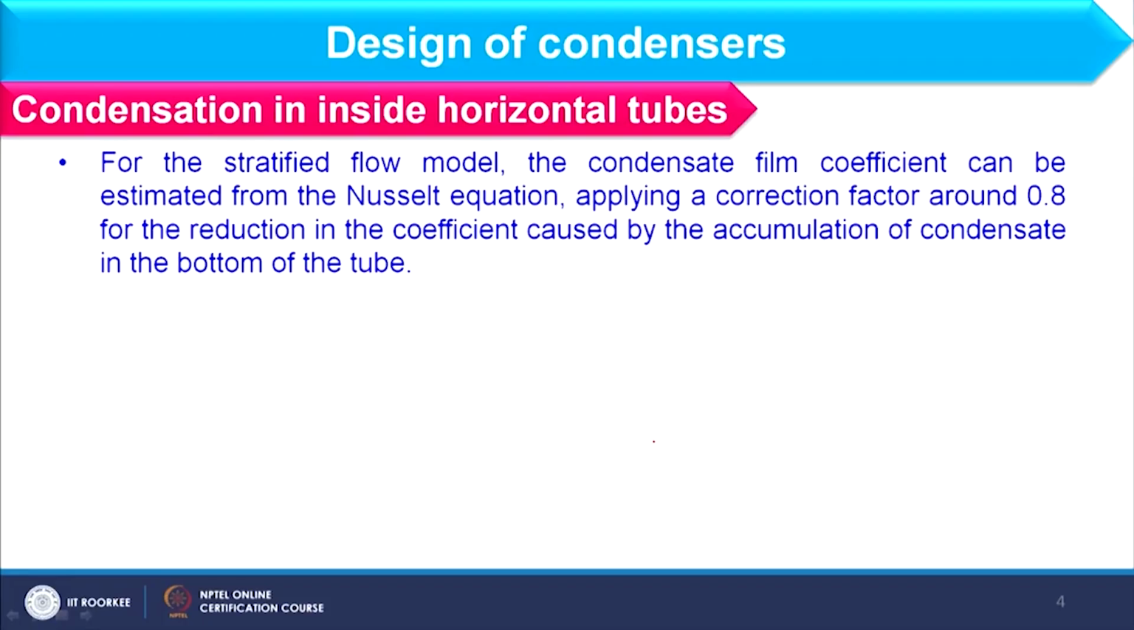So, vapor will pass as a jet and it will make the annular flow as we have just discussed. So, considering these two models, we will find out heat transfer coefficients inside the horizontal tube. So, let us discuss that part. For the stratified flow model, the condensate film coefficient can be estimated from the Nusselt equation.